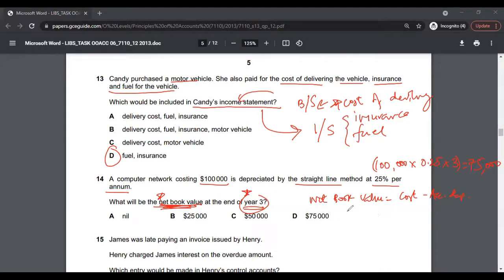The cost, now you will use this formula of net book value. The cost was 100,000. The accumulated depreciation until year end 3 is 75,000. Therefore, the net book value at year end 3 would be 25,000. Hence, the answer to multiple choice 14 is option B.